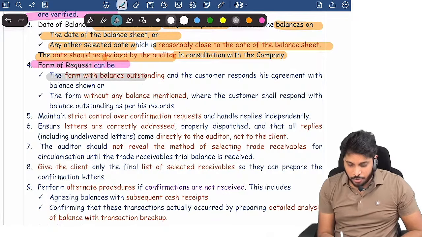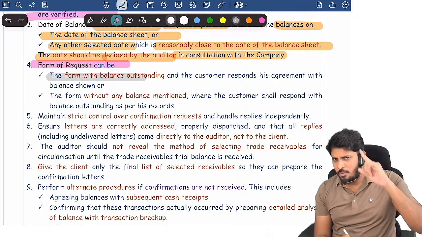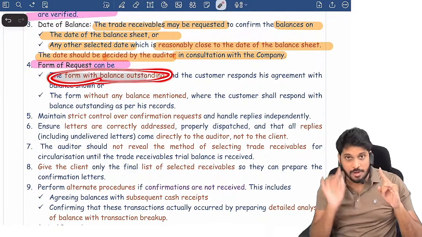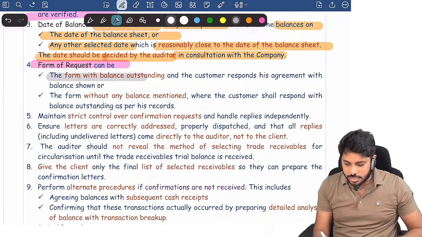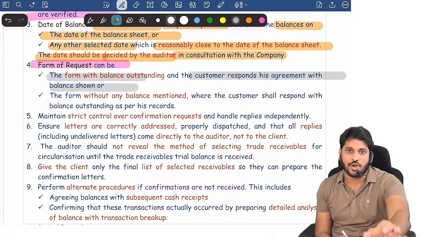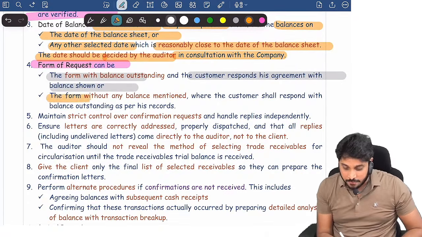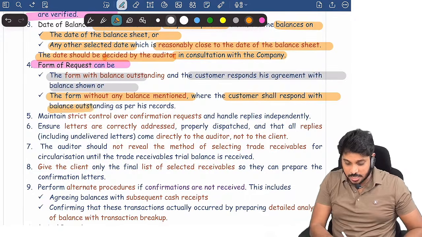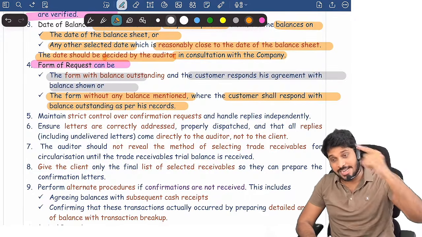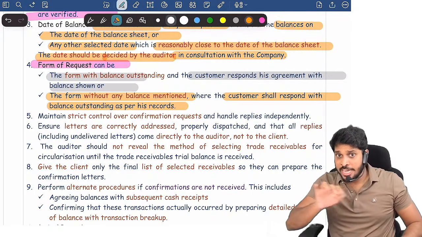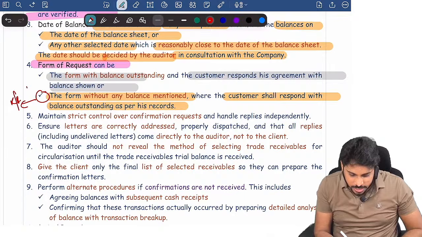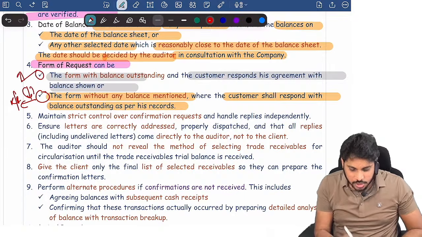The form of request can be in one format, a form where the balance outstanding you will mention, and the customer responds whether he will agree or not. The second format is what? Without any balance. You just put a blank, and the customer shall respond with the balance outstanding as per his record. He should type and send. Guess what? Here the response rate will be low, whereas here the response rate will be high.